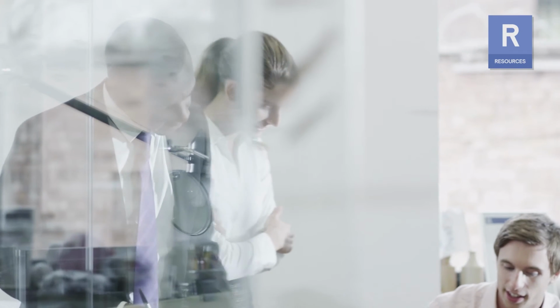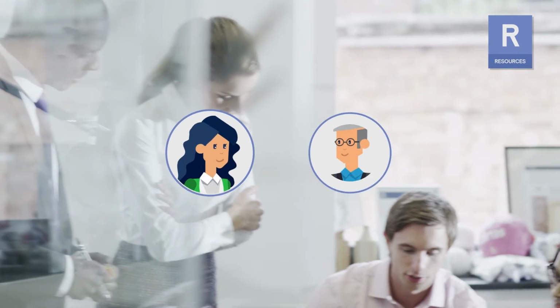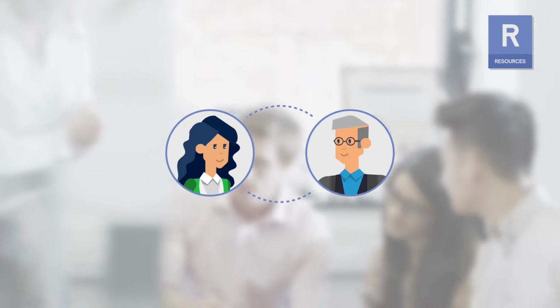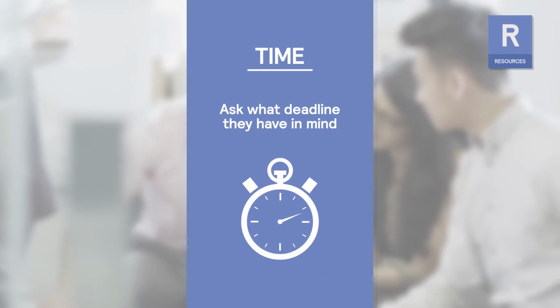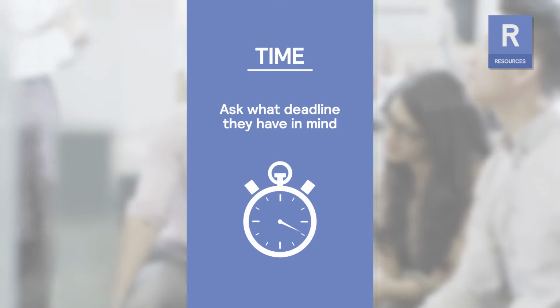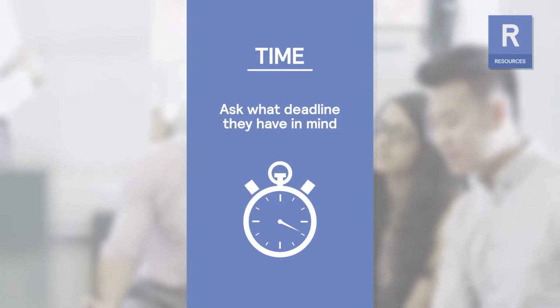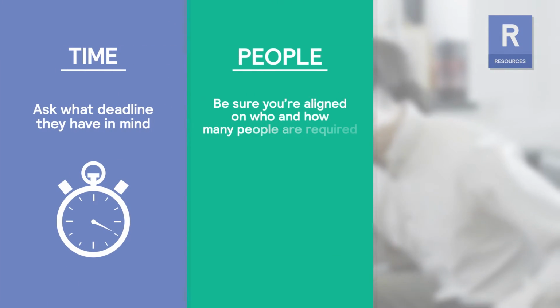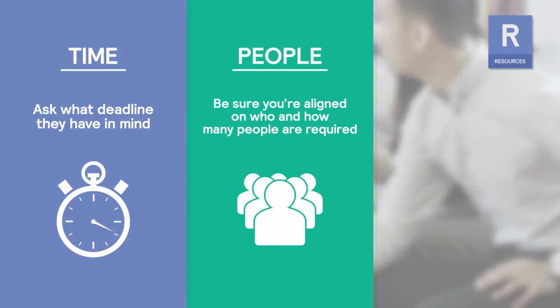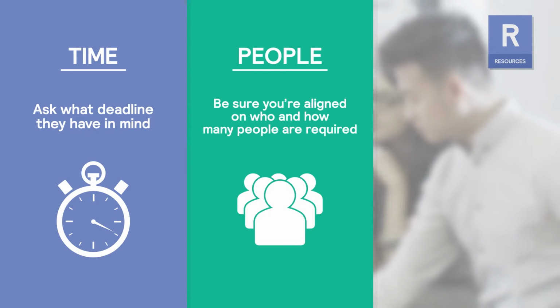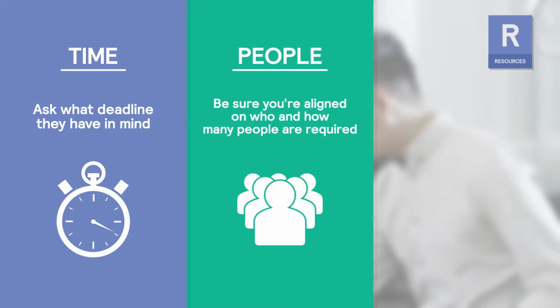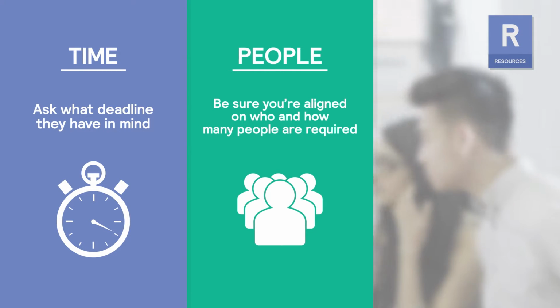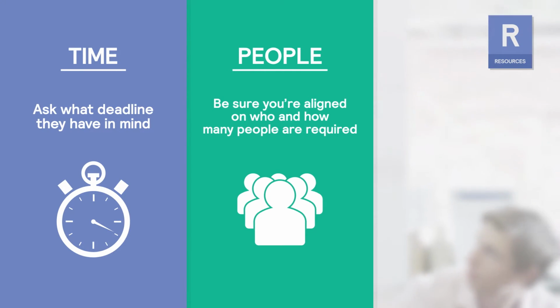The most critical thing about resources is that we talk about them as soon as we have a reliable approximation of the solution. Time: ask what deadline they have in mind and don't be afraid to push back with a yellow light response if it is not realistic. People: be sure you're aligned on who and how many people, from their team and ours, are required to do the job in the time frame required. Again, push back right away or put a contingency in place if their answer is not realistic.